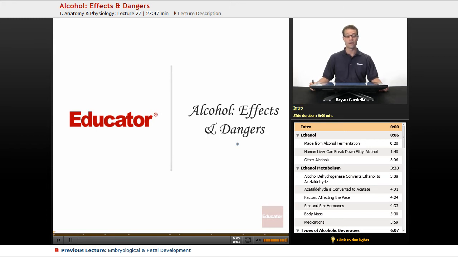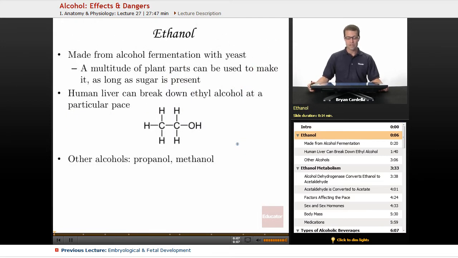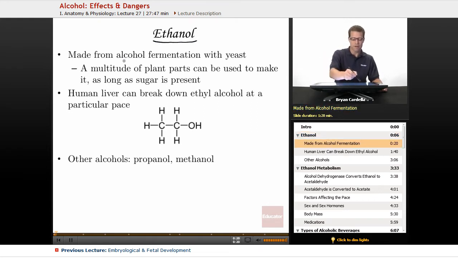This is a lesson on alcohol, its effects and dangers. So the alcohol that people drink when they're enjoying alcoholic beverages is actually called ethanol, or ethyl alcohol. Ethanol is what's in beer, wine, hard alcohol, etc. And it's made from alcohol fermentation with yeast.